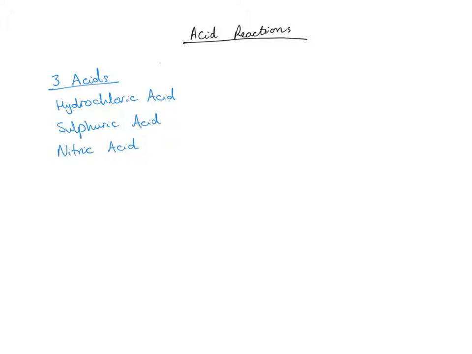Here we're going to discuss different types of acid reactions, so where you have acid and you react it with something else. Now the first thing you need to know is the three main acids you're going to be using, and that's hydrochloric acid, sulfuric acid and nitric acid.